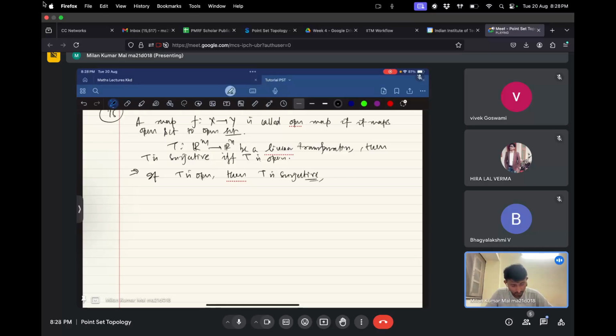If T is open, then T is surjective. This is a very easy thing. I don't know why this is not clicking for me right now. When T is surjective. If T is not surjective, M may be less than N. Well, no, this does not help. Nothing is mentioned.